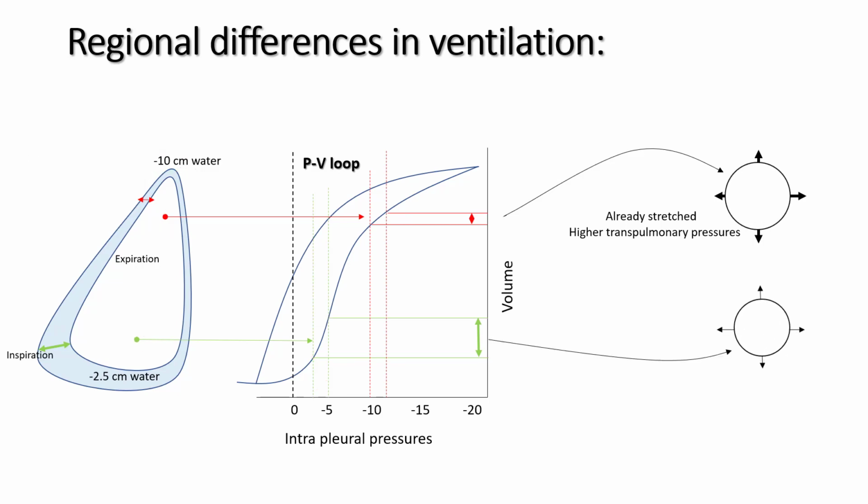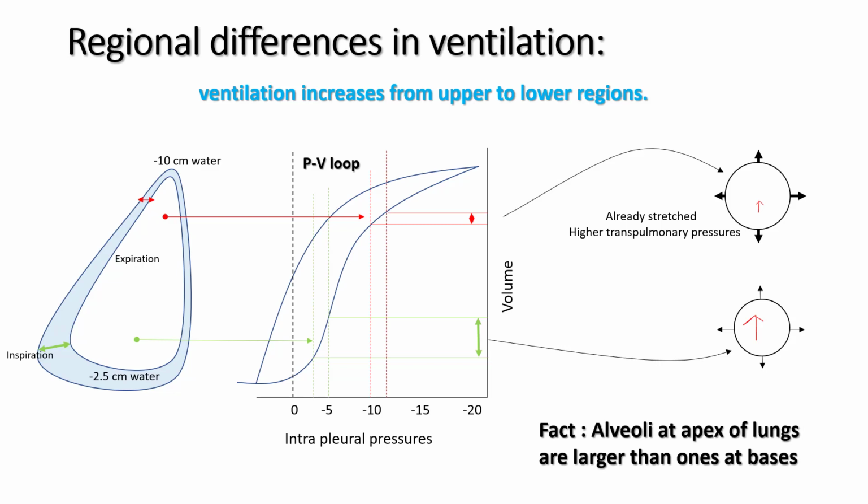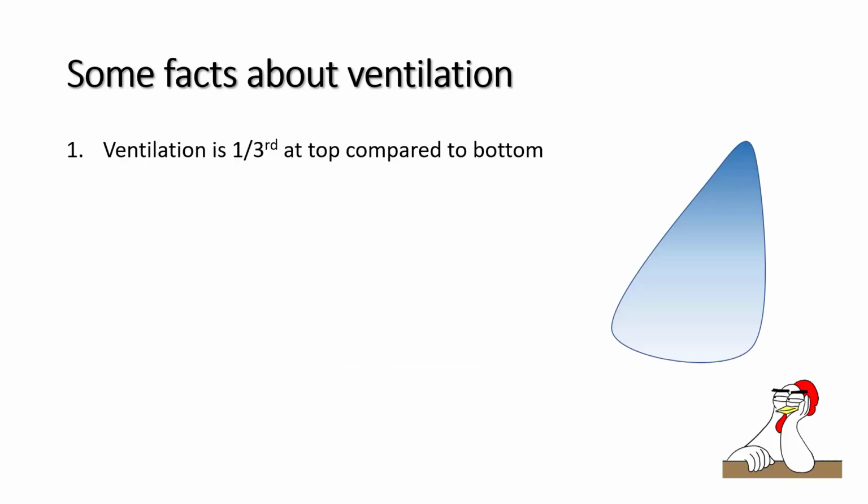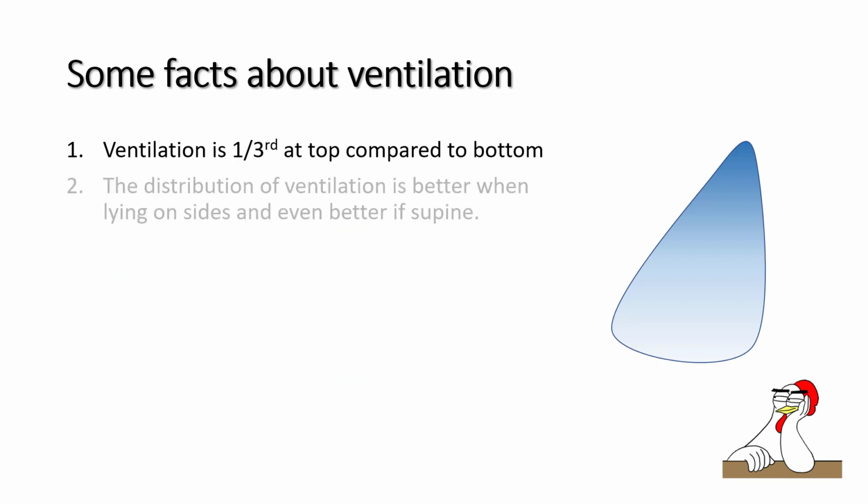So when you inhale, the volume increase in the basal alveoli is much higher than the one at the apex. So your ventilation increases from upper regions to lower regions. If you look under a microscope, you will find that the alveoli at the apex of the lungs are much larger than the ones at the bases. The ventilation is around 1/3 at the top as compared to the bottom.